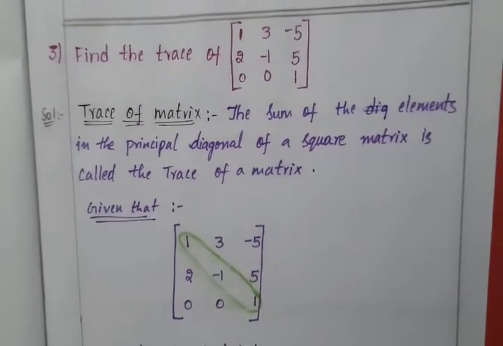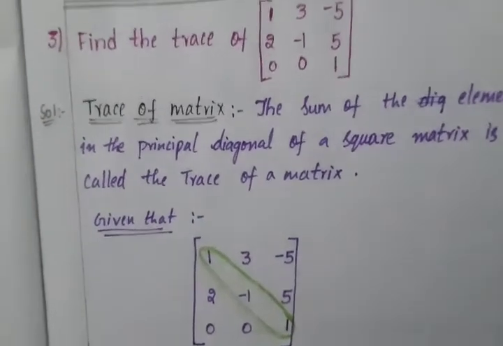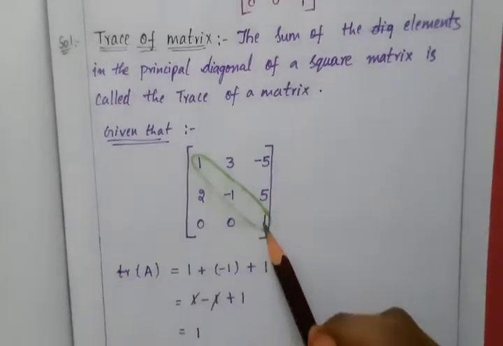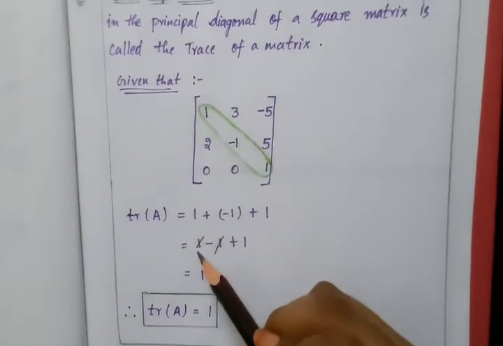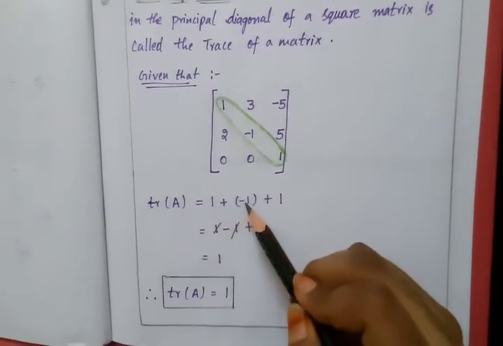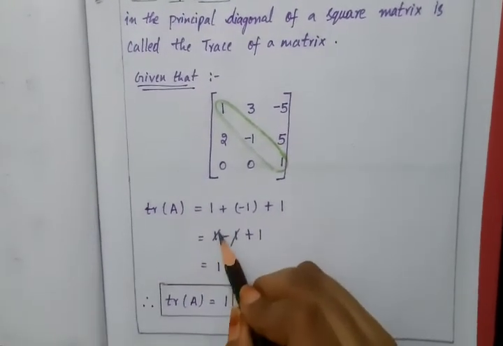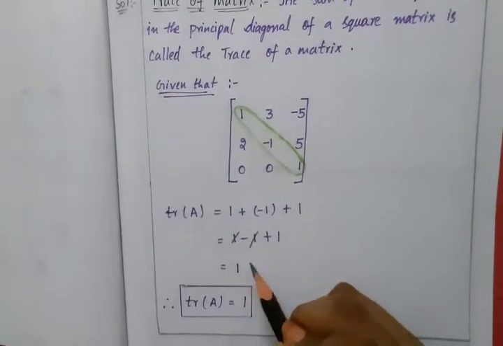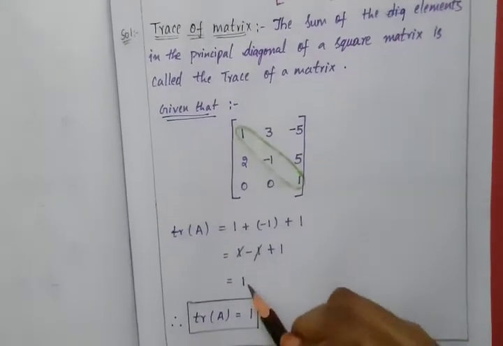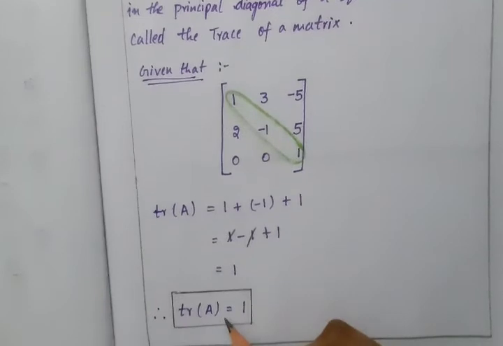So, trace of A equal to 1 plus of minus 1 plus 1, equal to 1 plus of minus 1 is minus 1, plus 1. Here plus 1 minus 1 will cancel. So answer is plus 1. Therefore trace of A equal to 1.